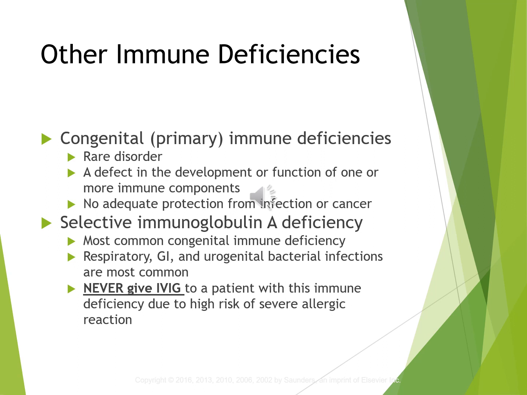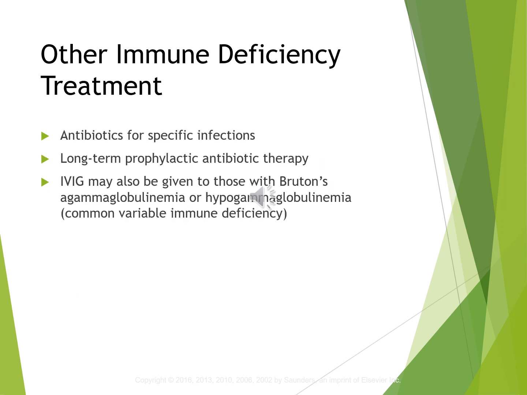And then these are the ones where I told you if they have this selective immunoglobulin A deficiency, never give them IVIG, because it will cause a very severe allergic reaction. So these patients do not receive the IVIG like you might see with some of the other immune deficiencies. Some treatments used for other immune deficiencies are antibiotics if they were to develop a specific infection, and long-term prophylactic antibiotic therapy for people who are at high risk.